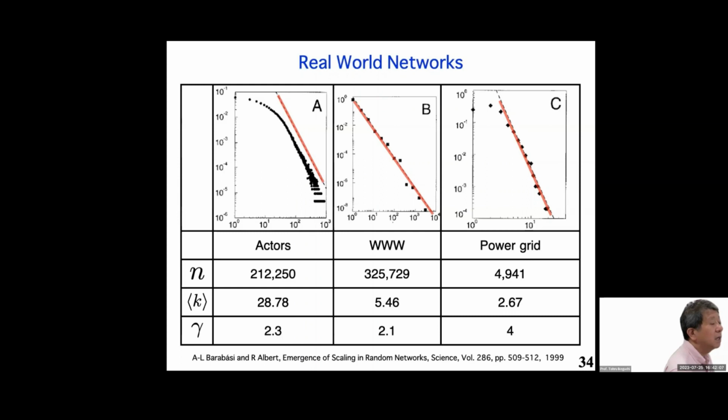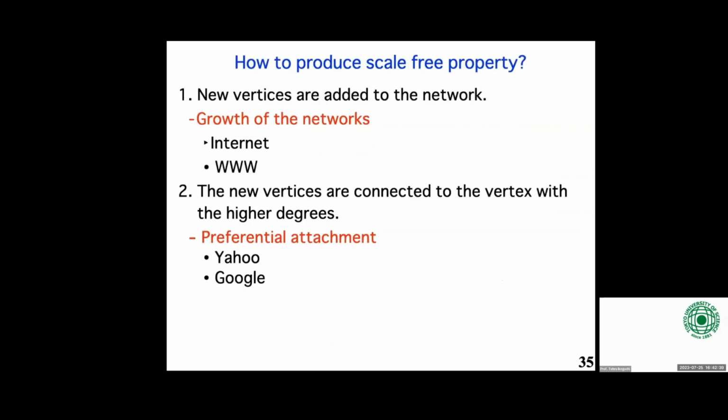This is the result shown by Barabási and Albert in 1999, which also surprised many people, because many real networks have this kind of scale-free character. So what kind of mathematical mechanism is needed for such a degree distribution to become a power law? How can we reproduce such a scale-free structure?